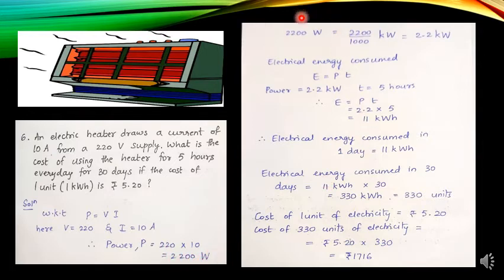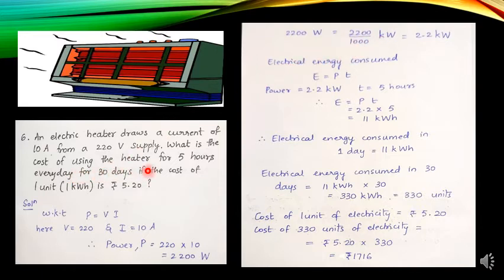All of us know 1000 watt means it is 1 kilowatt, isn't it? So if it is 2200 watts, how do you convert that into kilowatt? You divide that by 1000. So it is going to be 2.2 kilowatts. So we are done with the calculation of power.